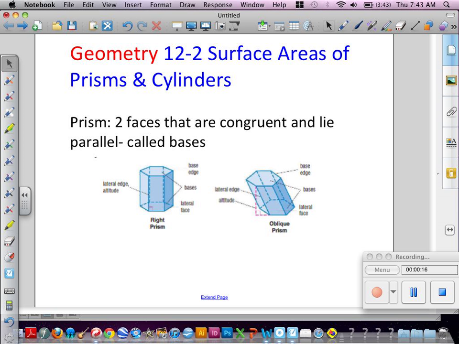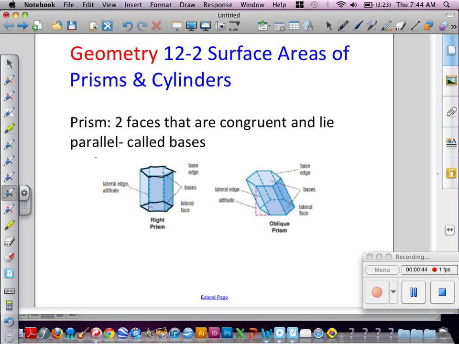And so let's first talk about a prism. A prism has two faces that are congruent and they lie parallel to each other. Those are going to be called your bases. So when you look at our first figure, the bottom here has a hexagon, so this is called a hexagonal prism, and our two hexagons are congruent and they're parallel, so those would be considered your bases.